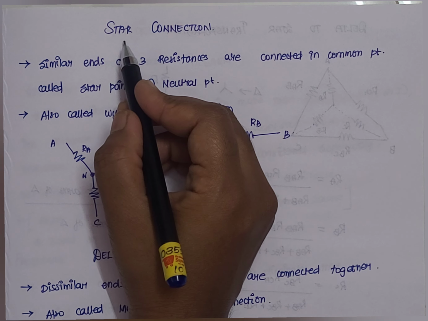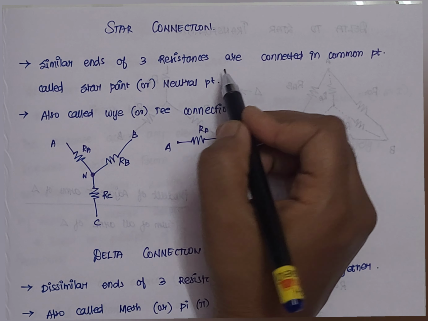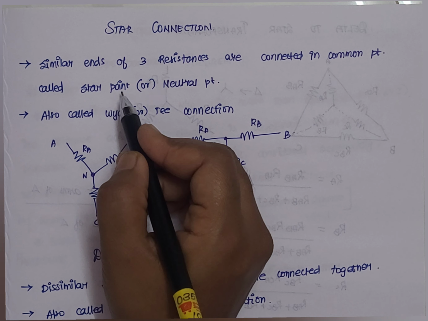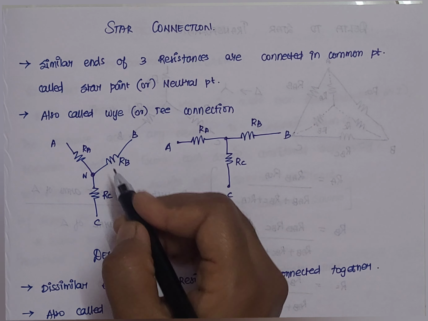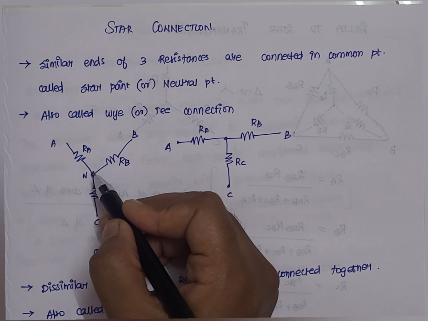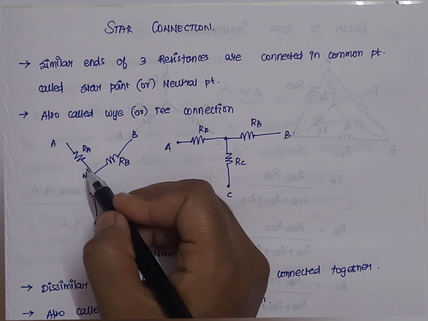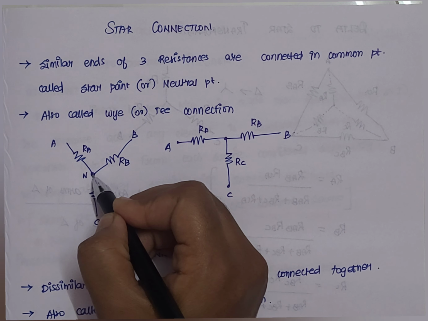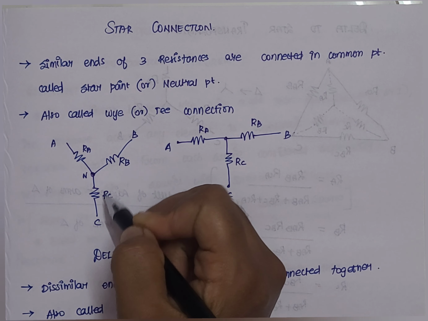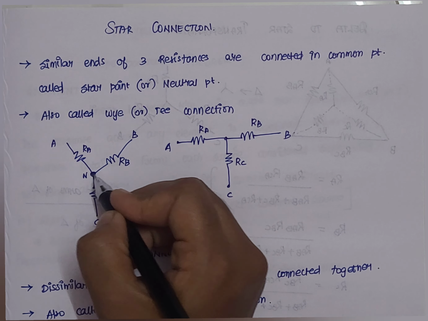First, when we consider a star connection, similar ends of three resistances are connected at a common point. That point is called a star point or a neutral point. If you consider these three resistances, the same ends of the three resistances are taken. For the first resistance the end is taken here, and similarly for the other two resistances, the similar ends are connected together where we have a common point.